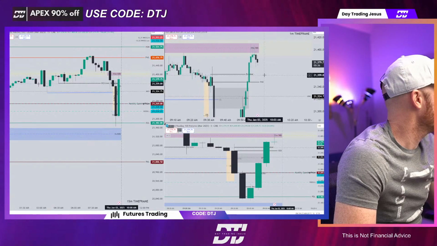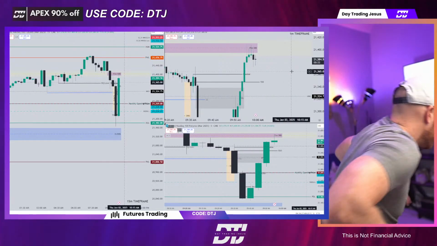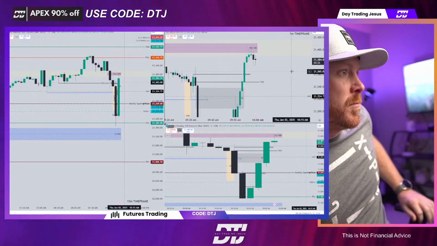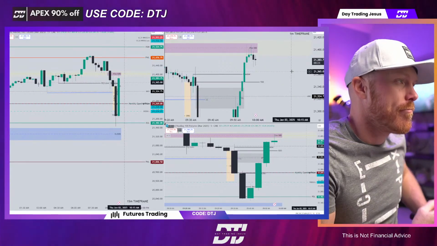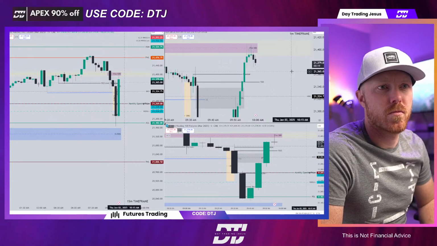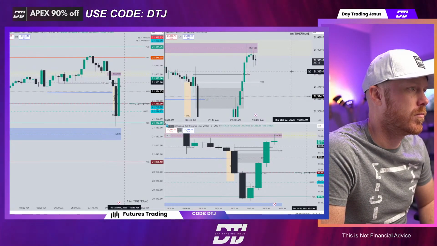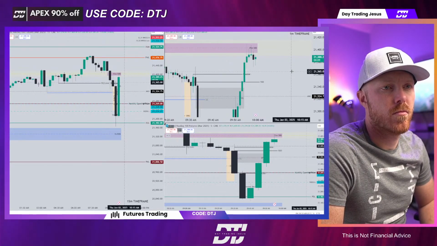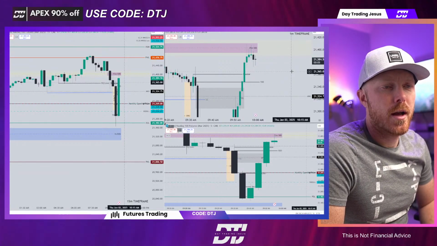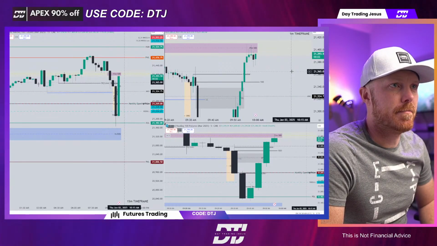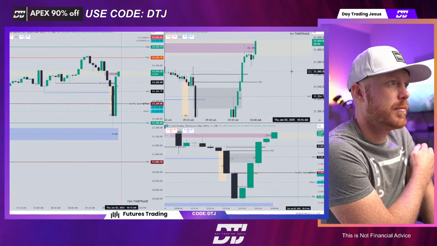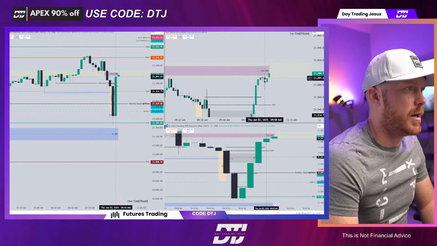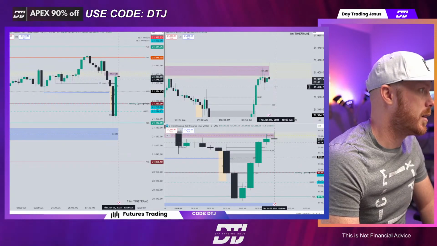Let's see if we can get the retracement here. Yeah, let me close the door, folks. What time? There's 10 o'clock. Let's see how it closes. This would be an order block.